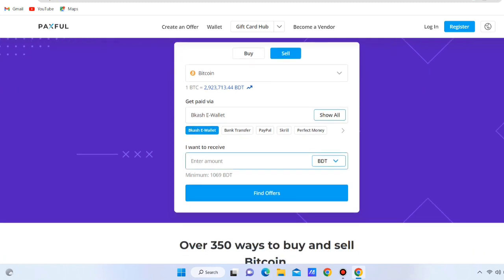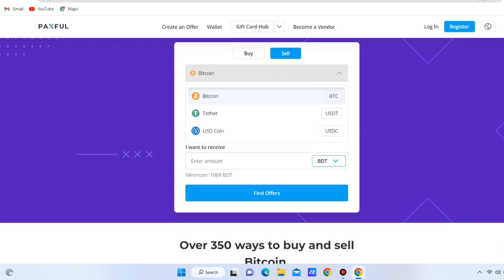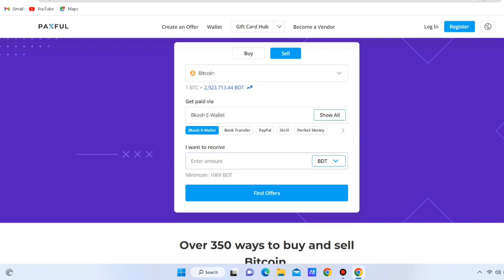bKash e-wallet. Okay, I want to receive Bitcoin in the bKash e-wallet. I want to receive 78,000. Okay, so the BTC sell with 0.7.